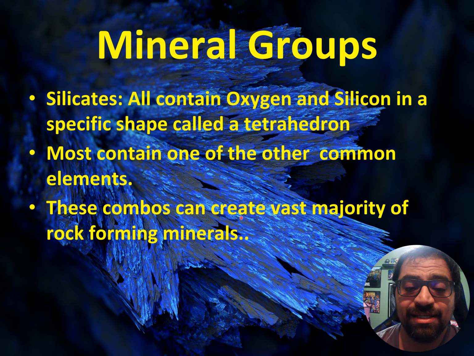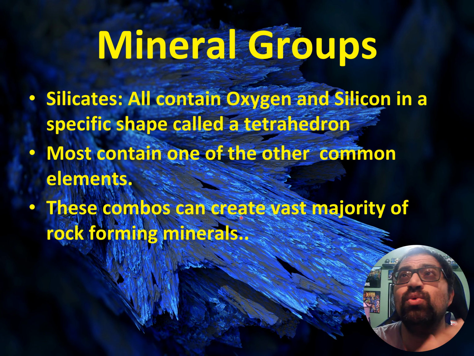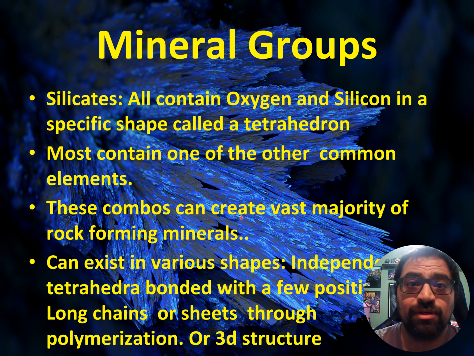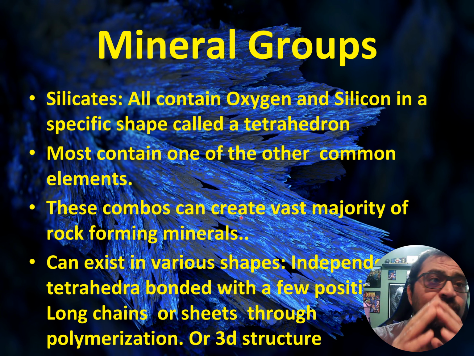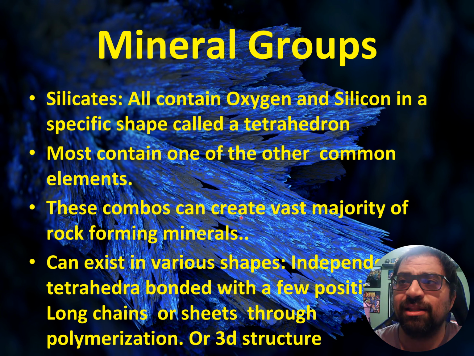Now, this silicate tetrahedron is such an important and such a strong structure that it can form a huge amount of the minerals that we find on the surface of the Earth. Okay, we can have them existing in a bunch of shapes. You can have little individual tetrahedra, they kind of look like little pyramids.